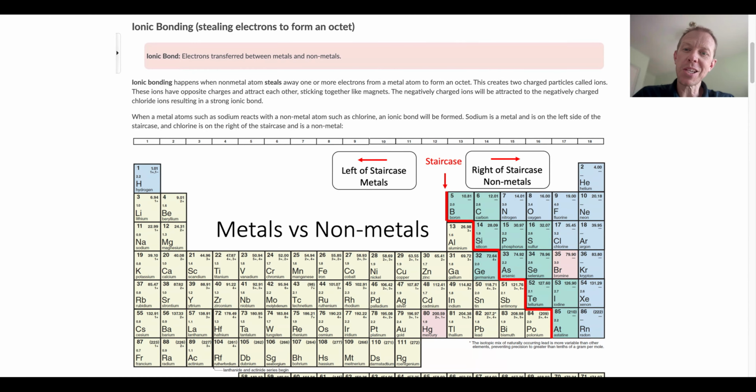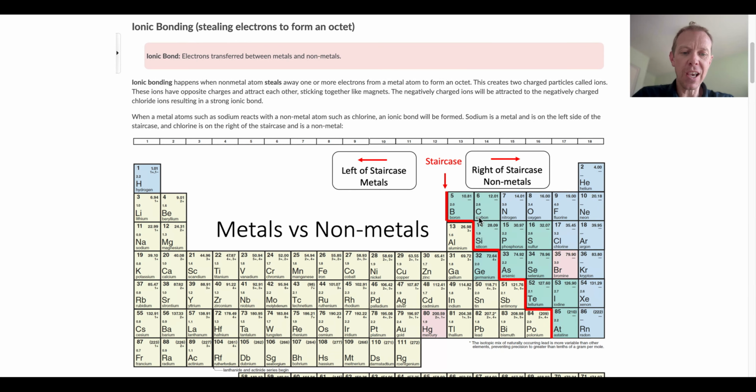Ionic bonding takes place when we have the transfer of electrons between metals and nonmetals. So before we can take a look at ionic bonding, we have to figure out which of the elements are metals and which are nonmetals. To do that, take a look at the periodic table.